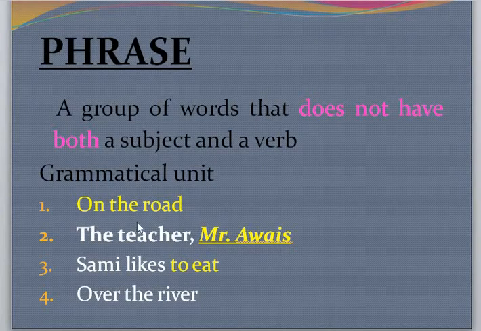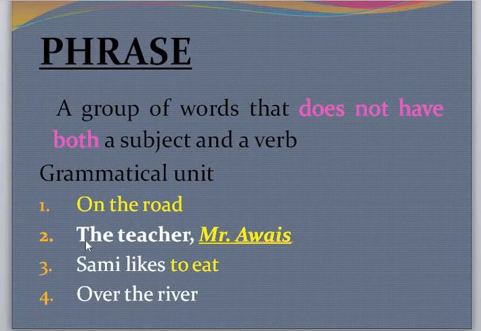Let me explain with examples. Here you can see: on the road. It's a phrase, right? It is giving us meaning. It's a group of words which contains three words, but there is a noun, road, and there is no verb. So keep it in your mind: a phrase can contain a subject or verb, but not both at the same time. It's a grammatical unit which gives us meaning but not complete meaning. It's part of a sentence or a clause.